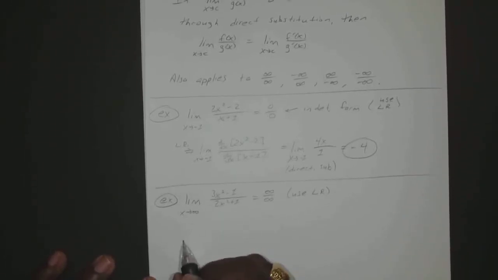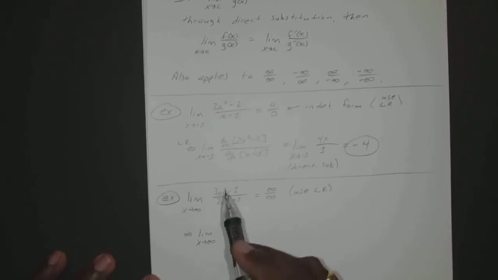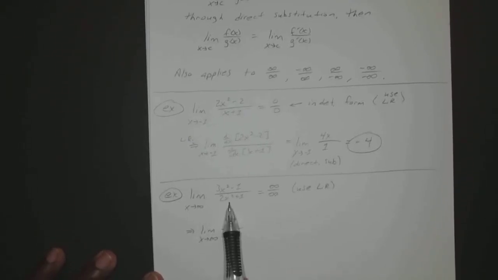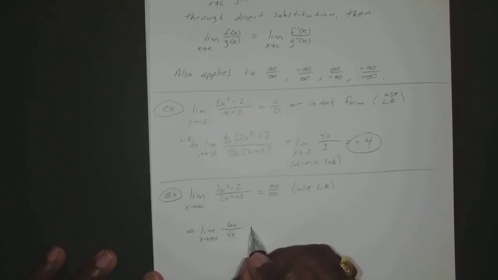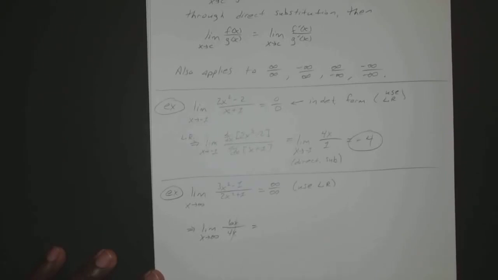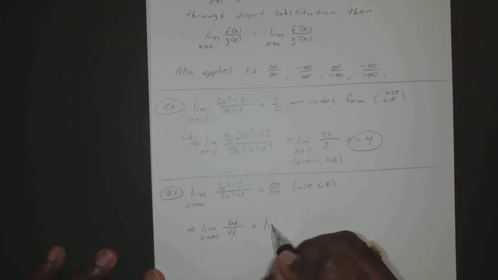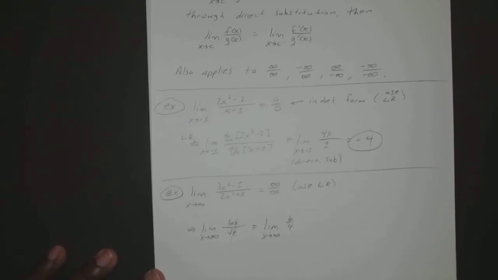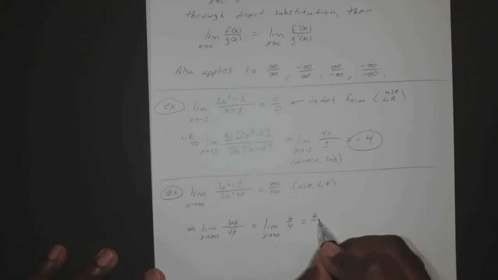Okay, so that means you get the derivative of 3x squared, which is 6x, over the derivative of 2x squared plus 1, which is 4x. Once those x's cancel out, limit as x approaches infinity of 6 over 4. It doesn't matter what it's approaching, it's still just 6 over 4, which is 3 over 2.